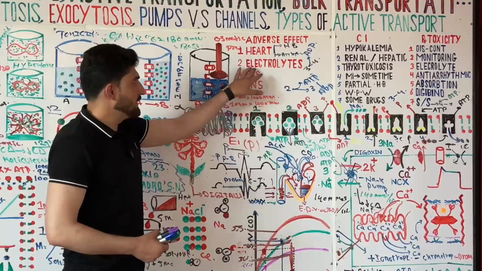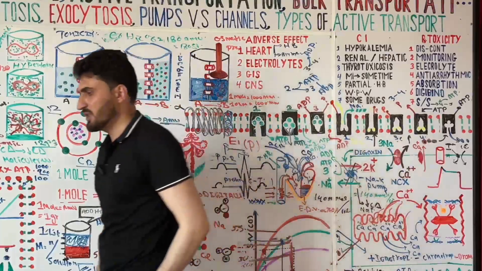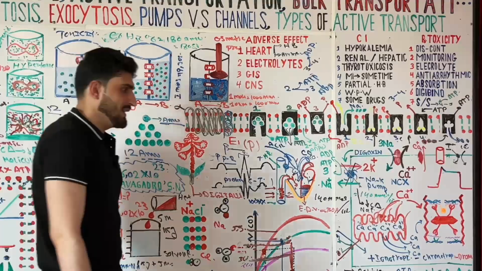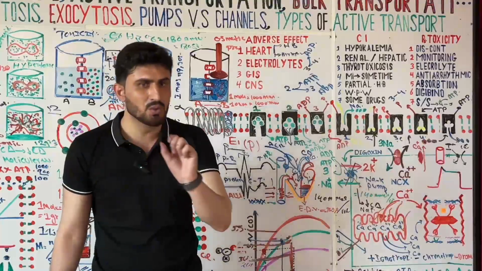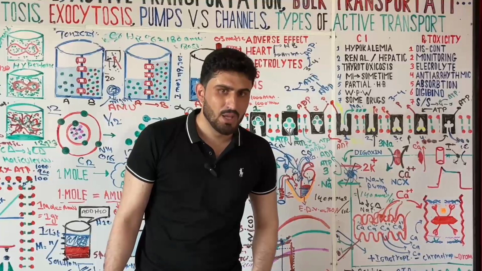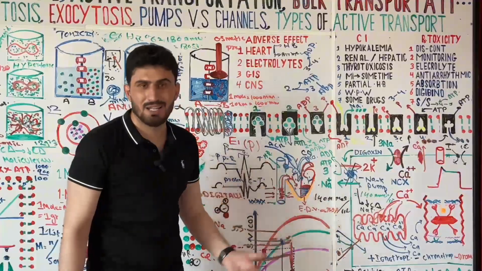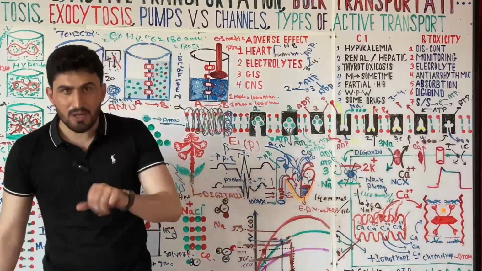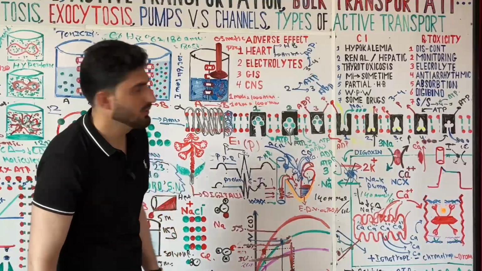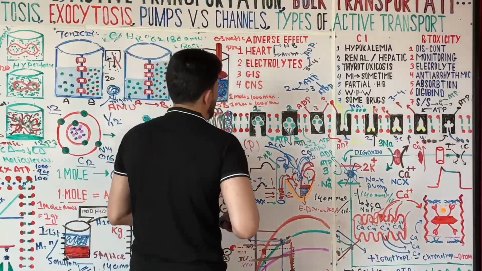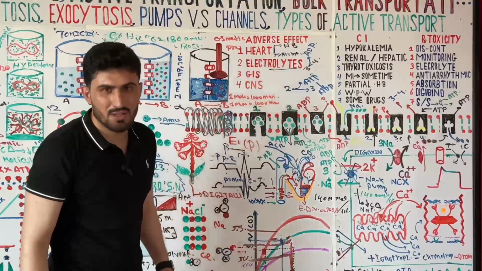The second side effect of digoxin is that it causes an imbalance of electrolytes, especially potassium. As you know, a patient with heart failure should use diuretics, especially loop diuretics like furosemide, which cause hypokalemia. Hypokalemia causes toxicity of digoxin. So keep in mind that it causes some electrolyte imbalance.